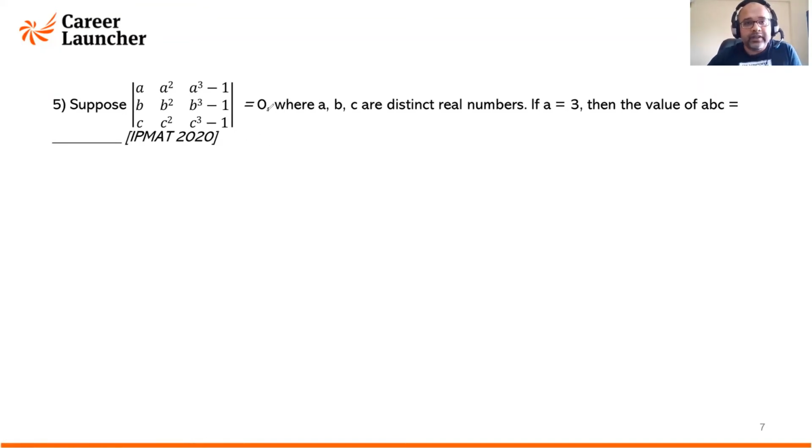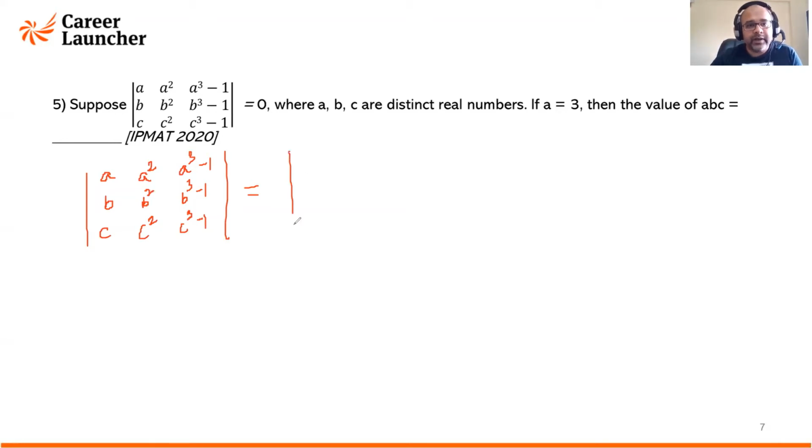So in that paper, this is the first question that came from matrices. Now, the determinant of this given matrix is 0. So I will use the property of determinants to solve it. So what property will I use? I will use the property of splitting of determinants. So A, B, C, A square, B square, C square, and A cube minus 1, B cube minus 1, C cube minus 1. If you do not remember the properties of determinants, please go back to the video and look at it.